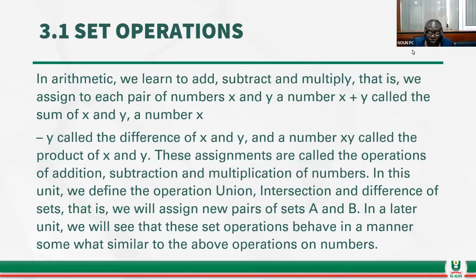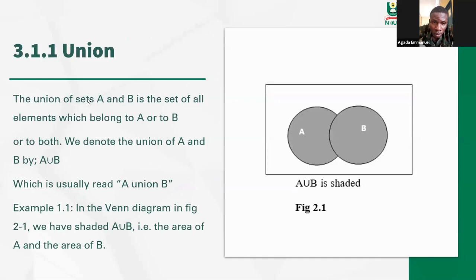All right. Union operation. You can see now the union of set A and B is the set of all elements which belong to A or B or both. Now look at the diagram. Can you see the shaded portion? A union B means everything that has to do with A and everything that has to do with B together. You're adding them together. Is that okay? That's what you can see here.